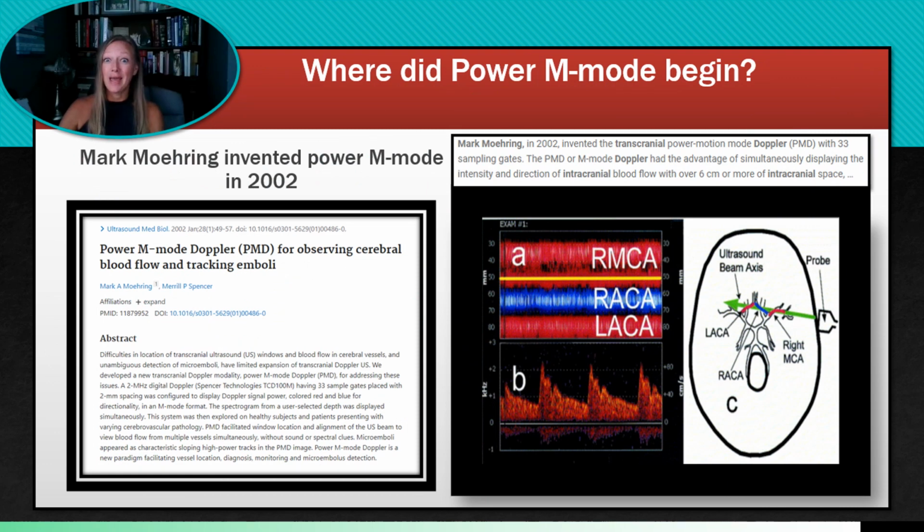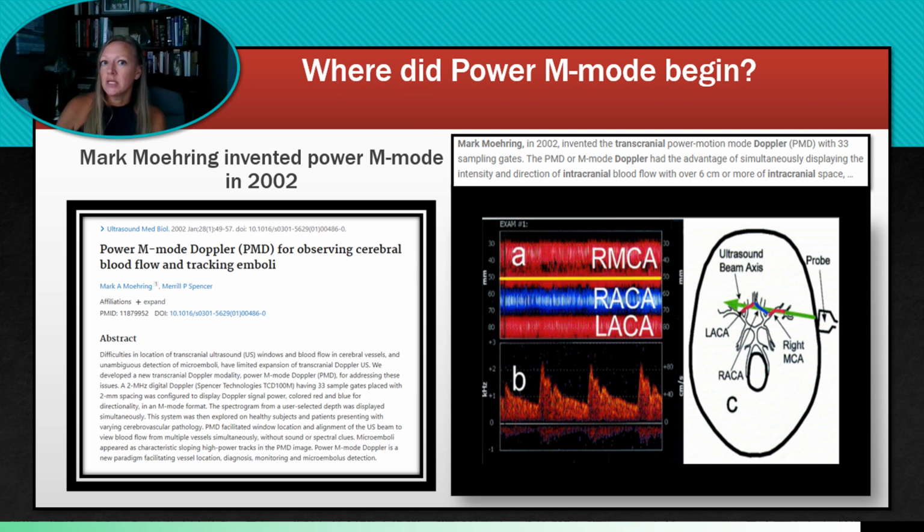Where did Power M mode begin? Mark Moehring invented Power M mode in 2002. Now this has 33 sample gates. Power M mode is an overall view of many depths.